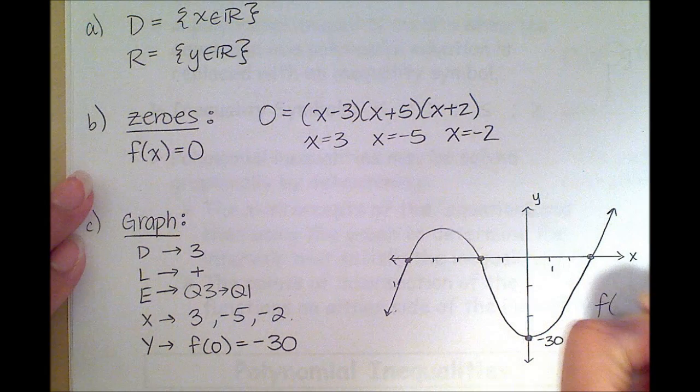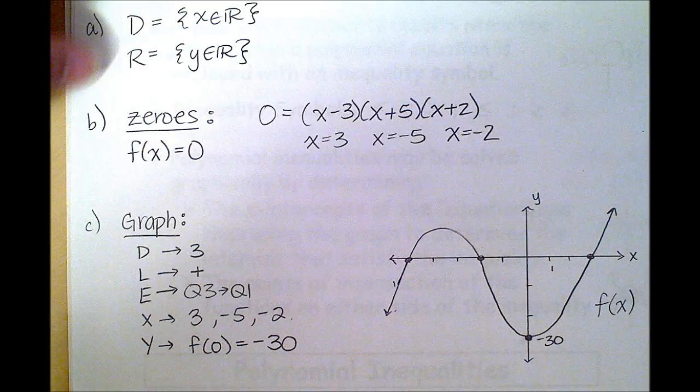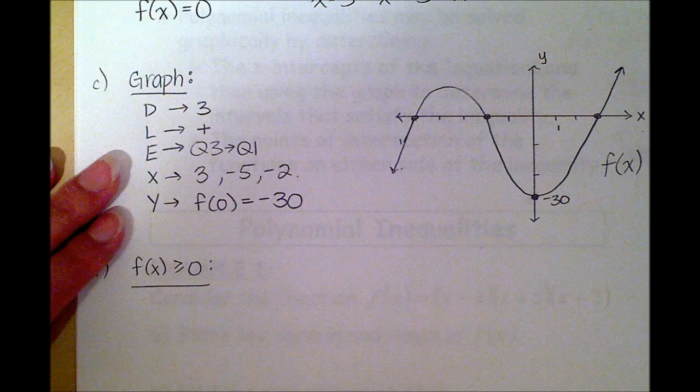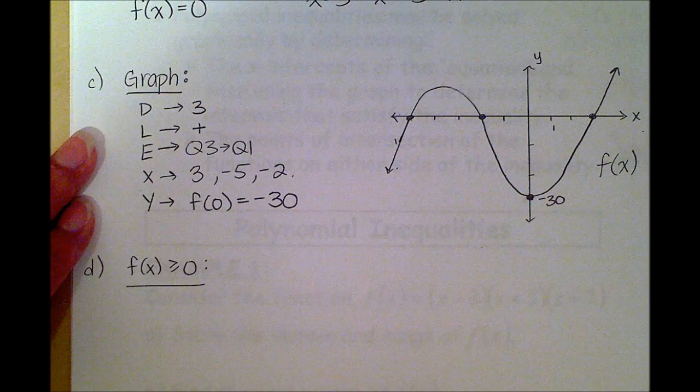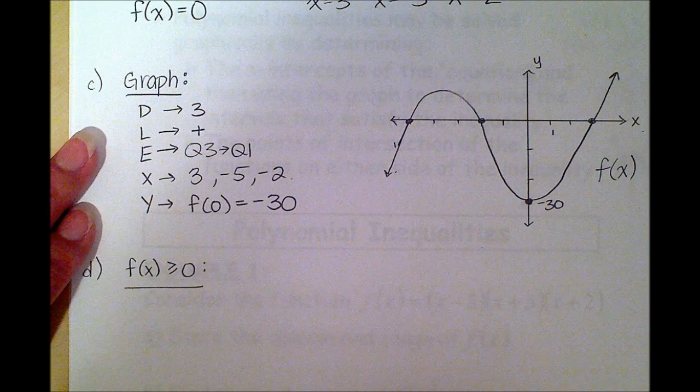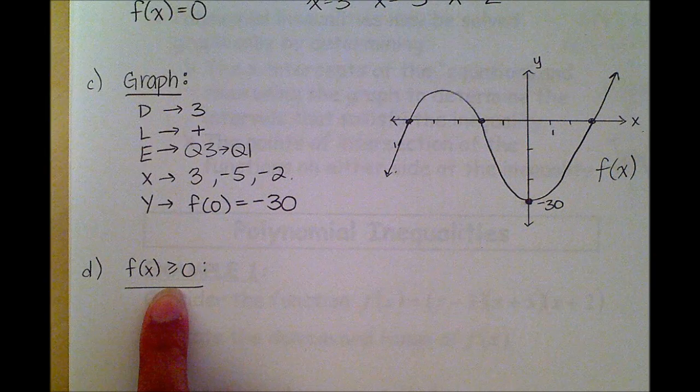So the last question that we're going to answer, and we're going to use the graph to help us do this, is to find when the function is greater than or equal to 0. So I want to know when the graph is above the x-axis. So greater than or equal to 0 means above the x-axis or equal to 0.